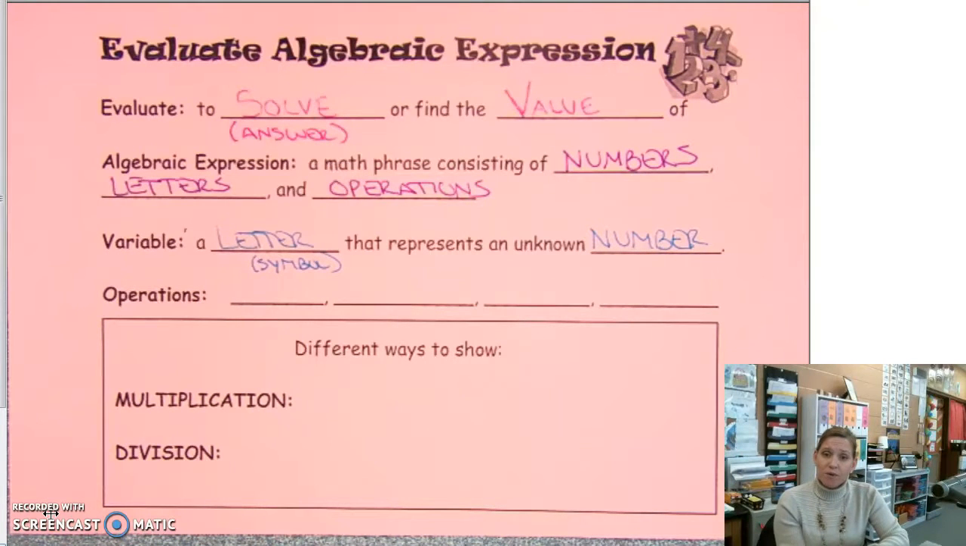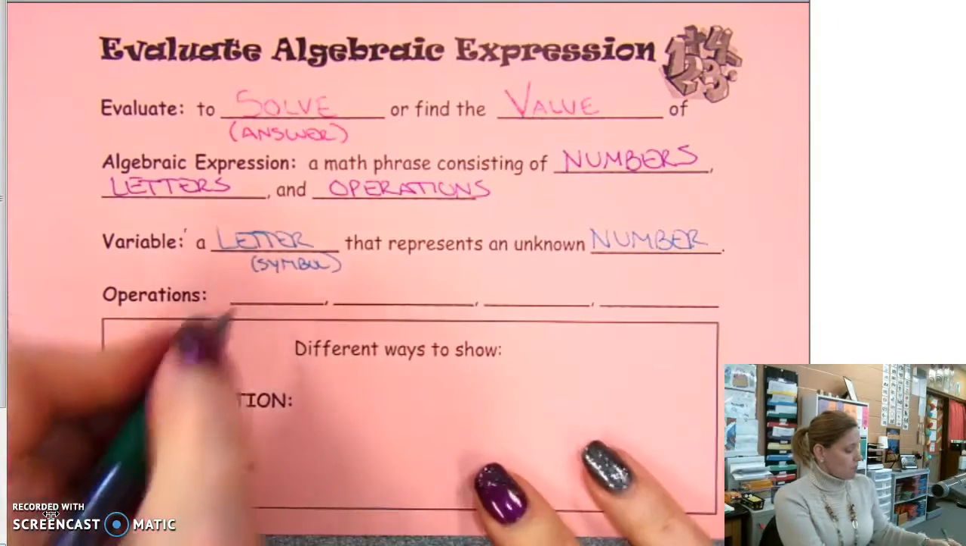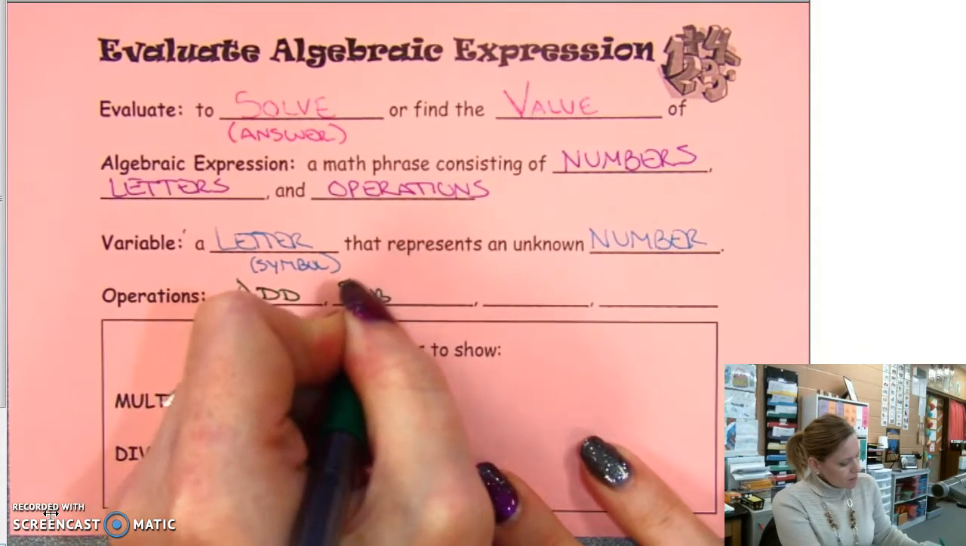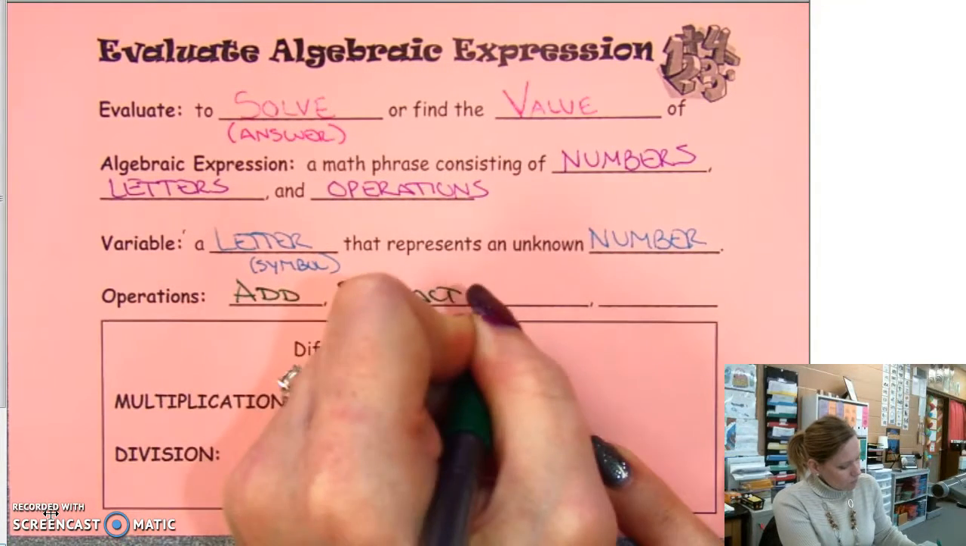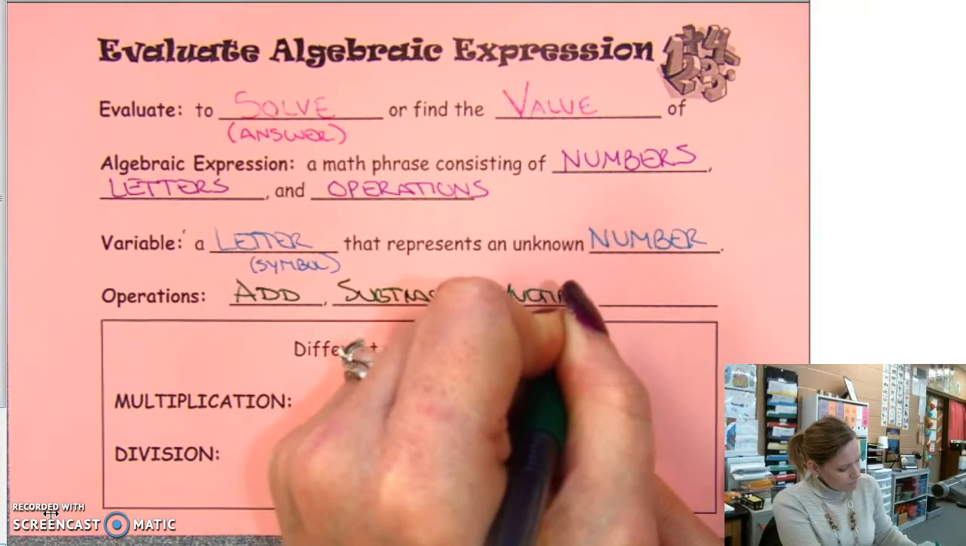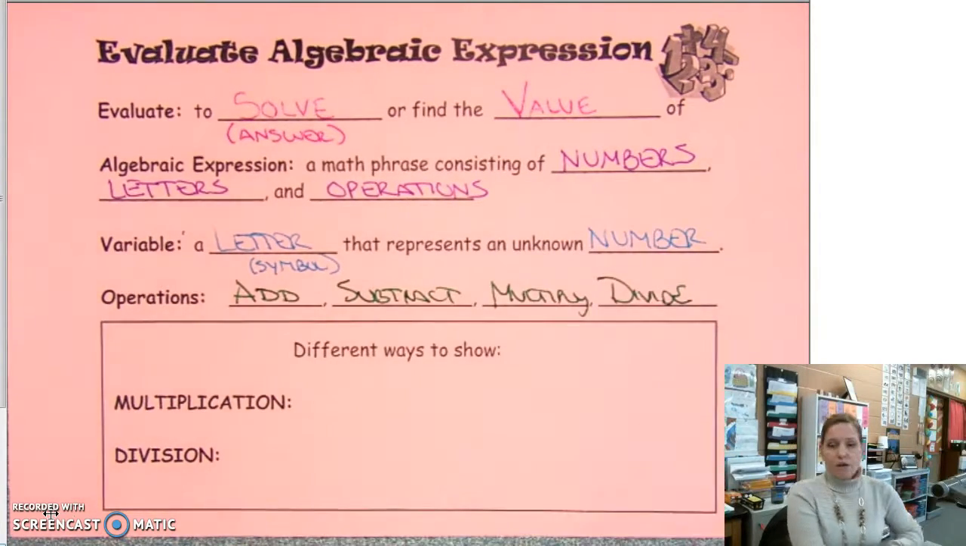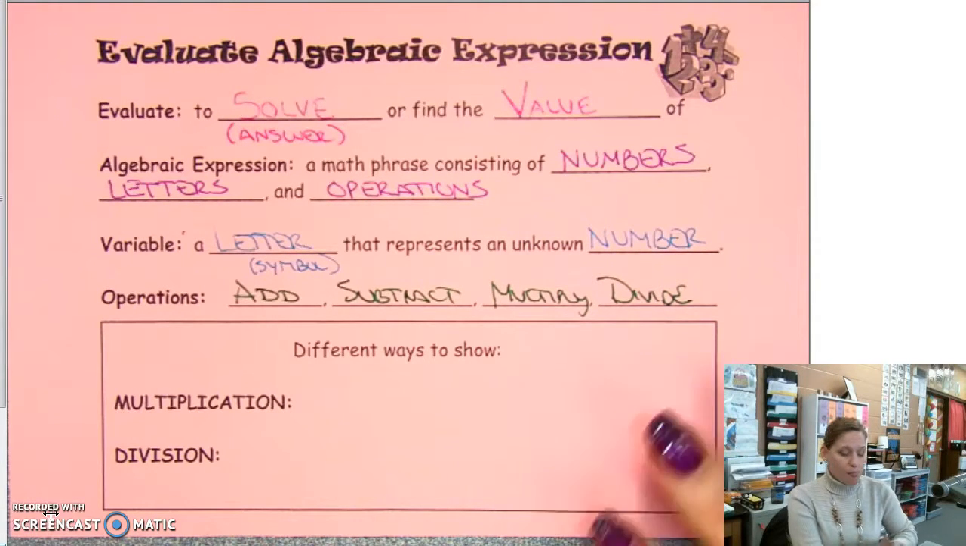The last thing we have to be really familiar with is our operations. We just got done with order of operations, so it should be really easy to remember that operations are when we add, when we subtract, when we multiply, and divide, and those are our basic operations. Exponents, things like that. Dot, dot, dot.